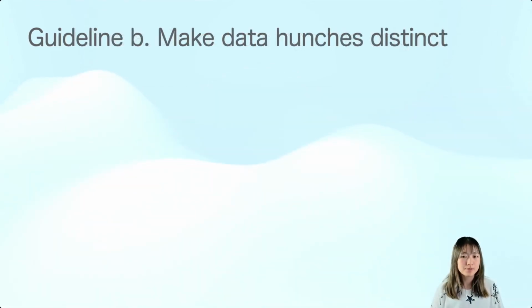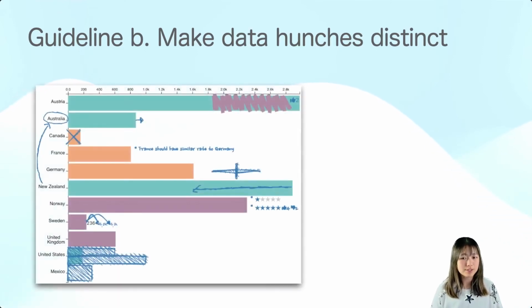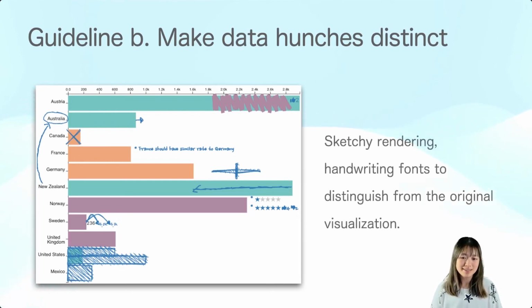Second, make data hunches distinct. This is consistent with do not change data. Data hunches should be clearly distinguishable in the visualizations and give the intuition that this is clearly not the same as the original visualizations. In our prototype, we opt for sketching rendering and handwritten fonts to distinguish from the original visualizations. Using the sketchiness also emphasizes the human factors in data hunches.